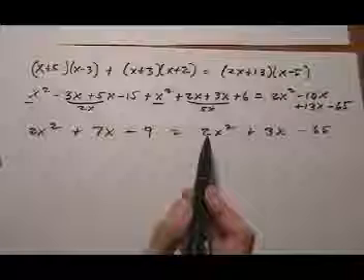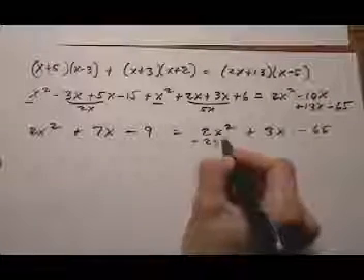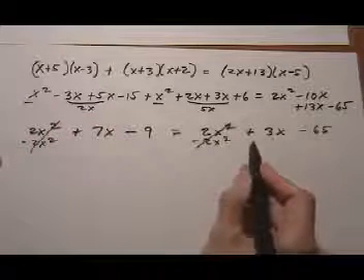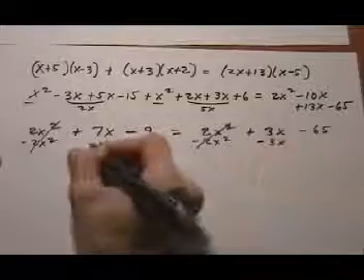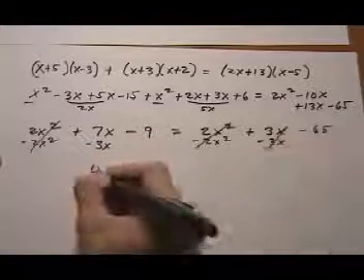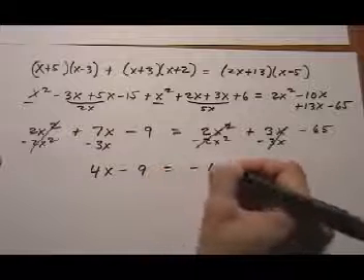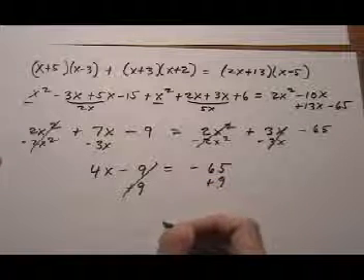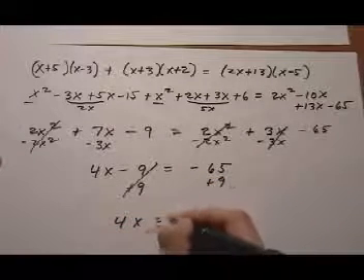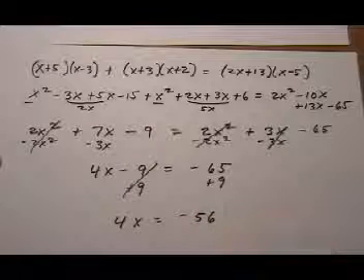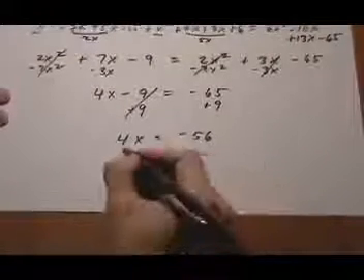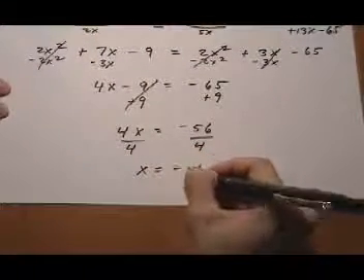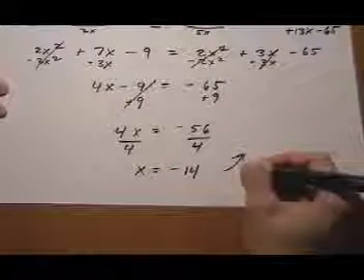Now we want to get all x's to one side. So we have a 2x squared on both sides. Well, that's nice because that's going to cancel out. And now we want to move the x to the left. So we'll take away 3x both sides. So we have 4x take away 9 equals minus 65. Numbers to the right. So add 9, add 9. 4x is equal to minus 56. Divide by 4, so we're almost there. X equals minus 14.